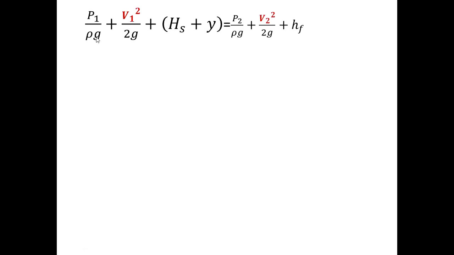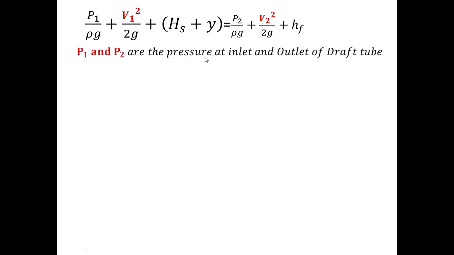Then P1 divided by rho G, this is Bernoulli's equation you are applying. P1 and P2 are the pressures at inlet and outlet of the draft tube. HS is the vertical height of the draft tube. What is this HF? HF is the friction loss, head loss due to the friction. V2 square divided by 2g, this one you know very well. Velocity at exit, velocity at inlet.